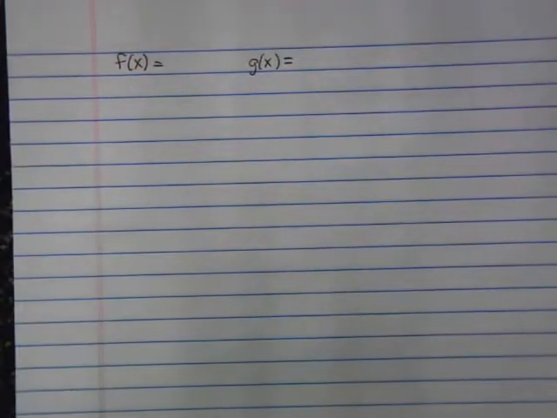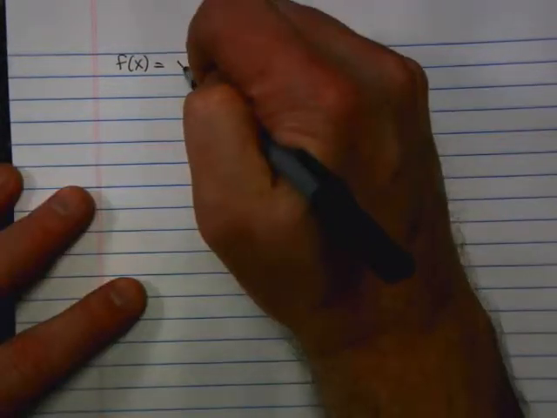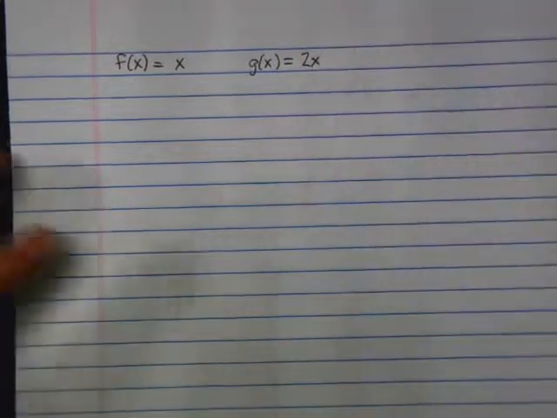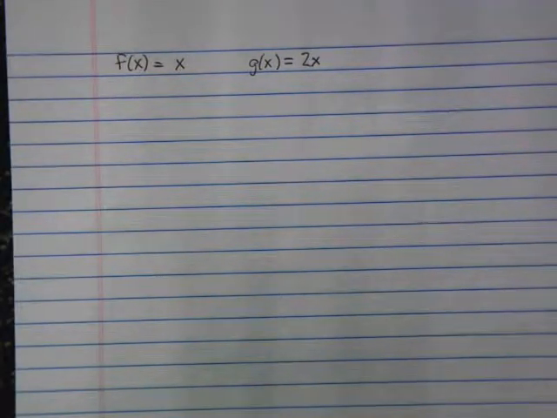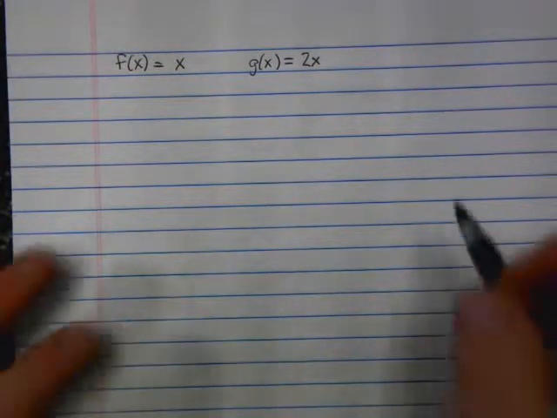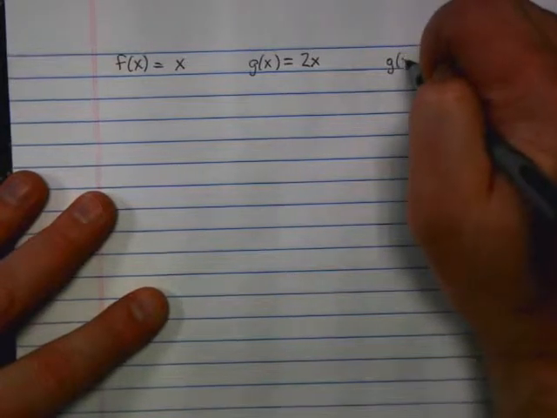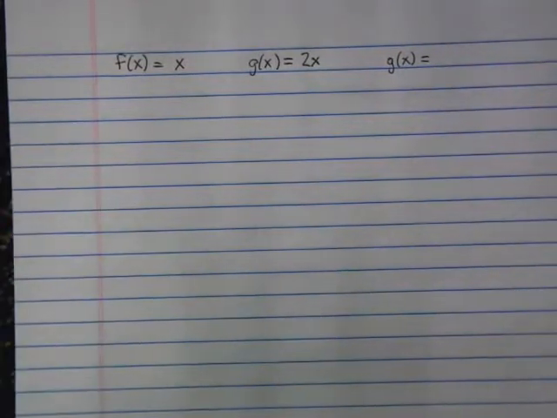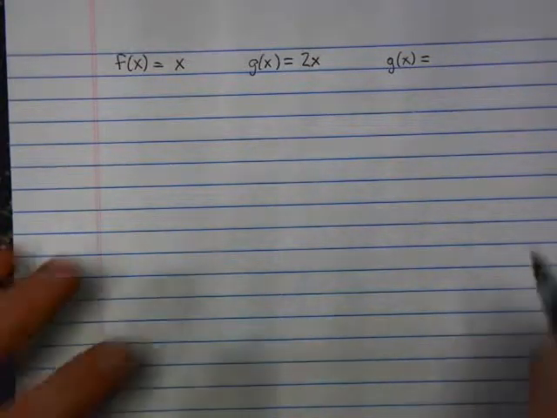So give me 2 functions which are clearly linearly independent. X and 2x. Those are clearly linearly dependent, correct? And then we're going to throw in a third function. Give me a third function which is clearly different from those 2 functions. Sine x. Oh, that's a good one.